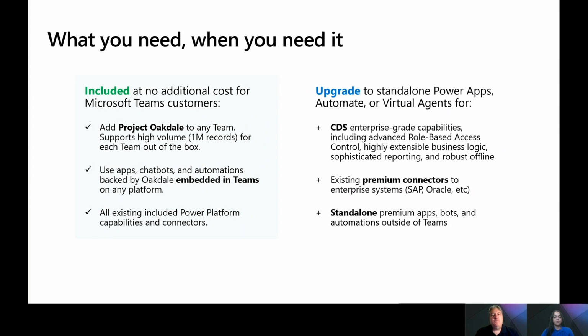Now, if you say, you know what, I want what we call the 3 Cs: more capacity, control, or additional capabilities. Maybe you want standalone premium apps or bots and automations that live outside of Teams. Or you want to use premium connectors to support enterprise systems like SAP or Oracle. You always have the option to do that by upgrading in different ways.